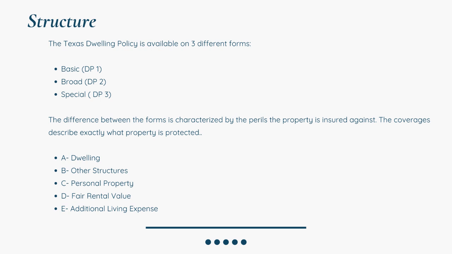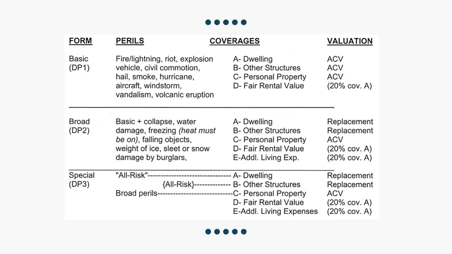The Texas Dwelling Policy is available on 3 different forms. You must know these. Basic, DP1, Broad, DP2, Special, DP3. The difference between the forms is characterized by the perils the property is insured against. The coverages describe exactly what property is protected. A. Dwelling. B. Other structures. C. Personal property. D. Fair rental value. E. Additional living expense.